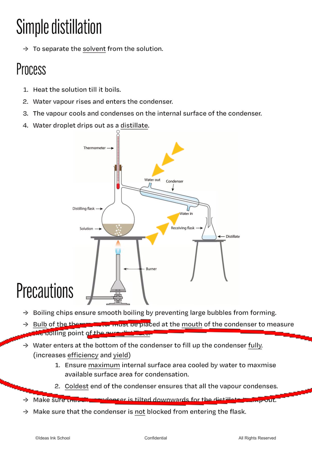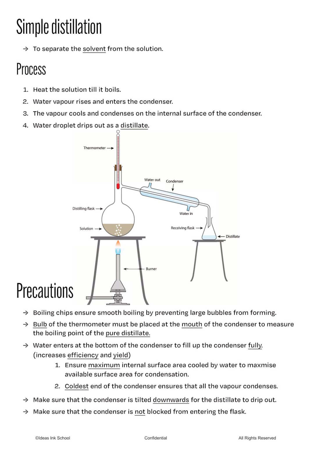This also ensures that the end of the condenser is the coldest part of it, thus all the vapor will eventually condense by the time it reaches the end. We have to make sure that the condenser is tilted downwards towards the receiving flask to ensure that the distillate does not flow back to the distilling flask. Lastly, we have to ensure that the distillate is not blocked by a stopper from entering the receiving flask.